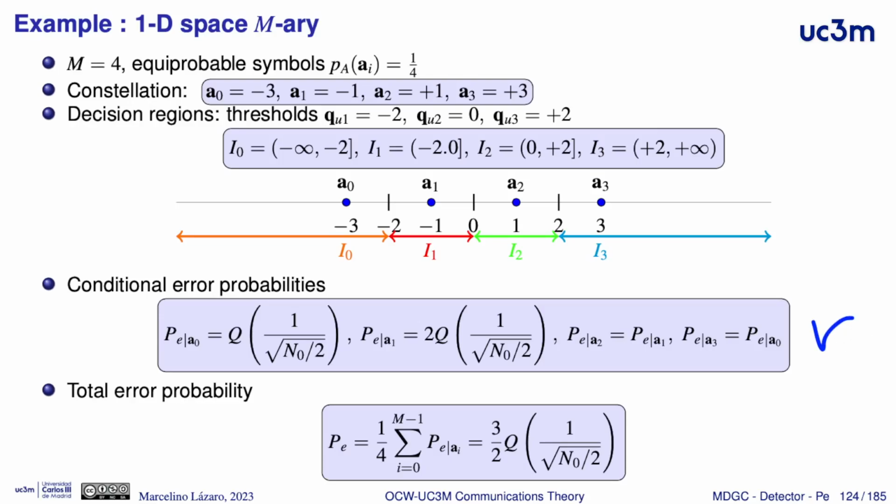With these 4 conditional probabilities of error, now the average is giving us the probability of error, the symbol error rate. 3 halves, in this case, of Q of 1 divided by square root of N0 halves. And the procedure is the same for every constellation. It is necessary to compute the conditional probabilities of error, by integrating the conditional distribution of the observation for every symbol out of its decision region, and then the average provides the symbol error rate.